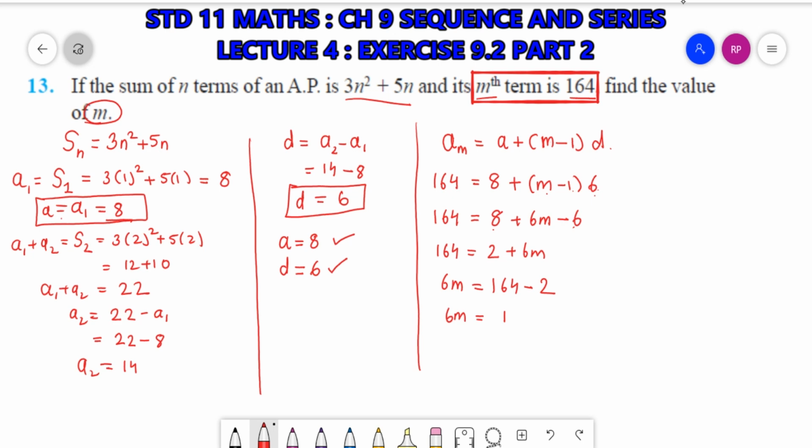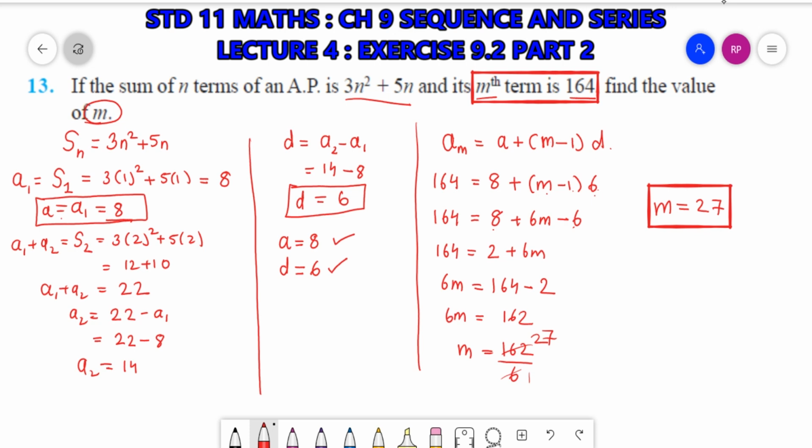Sorry, let me check for a mistake. Oh, it's correct. It's 164 minus 2, that will be equal to 162. So the value of m will be equal to 162 divided by 6. So 6 ones are 6, 6 twos are 12, 6 sevens are 42. So the value of m is equal to 27.